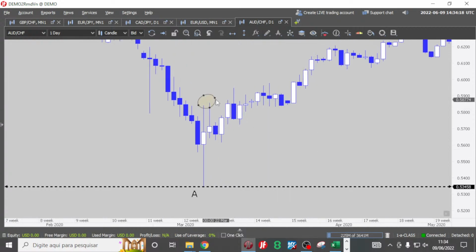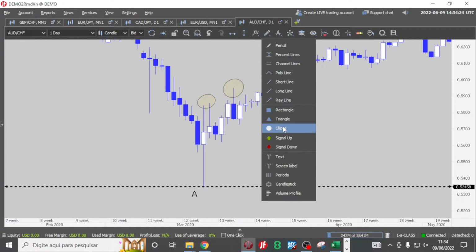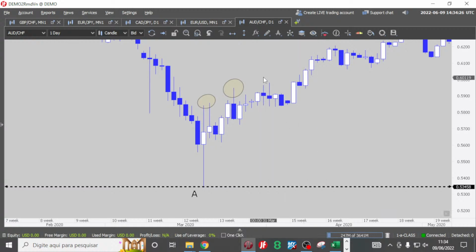Is the first circle the B? Is the second circle the B? Dancy, hedge fund trader Dancy, or is the third circle the B? Which one is the B, everybody? The B is the first high as soon as possible after the A.